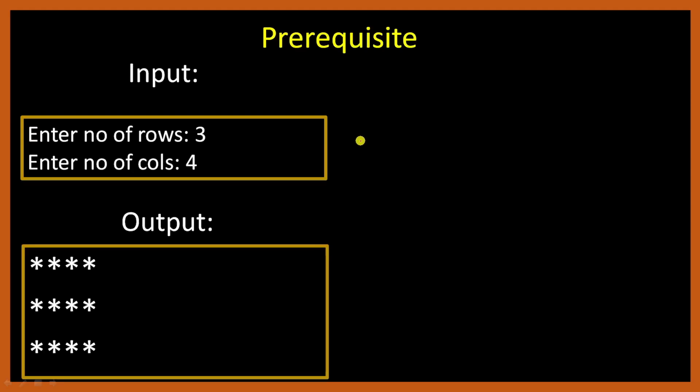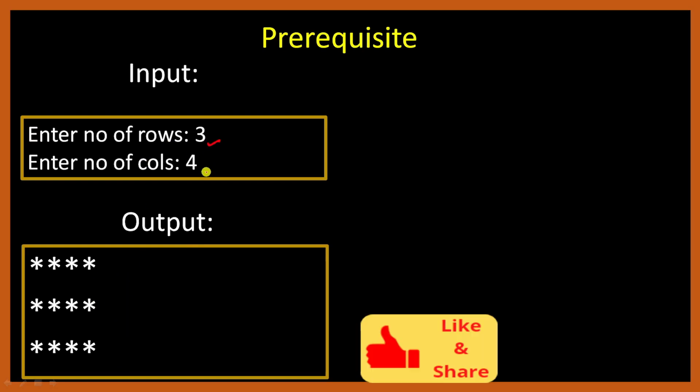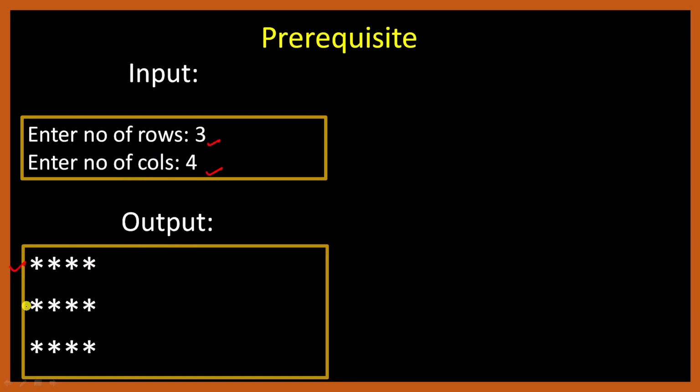To understand this question, it is better that you know how we can print this type of pattern. For example, if you are given the number of rows and the number of columns as input by the user, then a pattern should be printed like this. For example, here the number of rows is 3 and the number of columns is 4. This is the first row, this is the second row, and this is the third row. And the columns are 4: this is column 1, this is column 2, and the same way column 3 and column 4. So 3 rows and 4 columns.